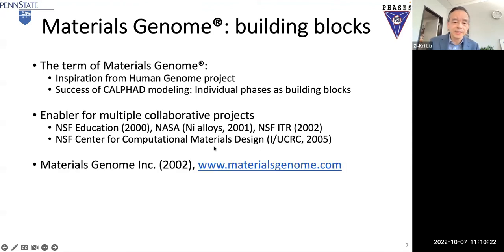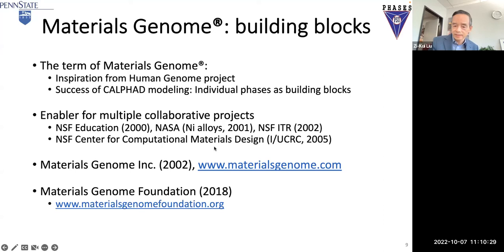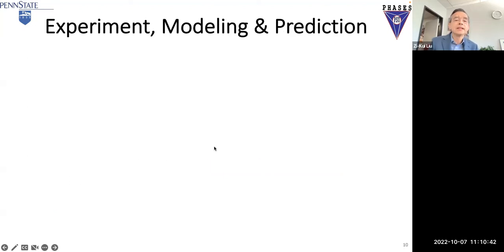So then I got this Material Genome Incorporated company, which is my company, in 2002. And then, everyone knows that. Then we also formed the Material Genome Foundation 4 years ago, to try to promote this kind of computational-based research and tools too. All right, so we talk about building block materials, experiments and modeling, and the bird and the cage. So we actually cover a lot of horizons.